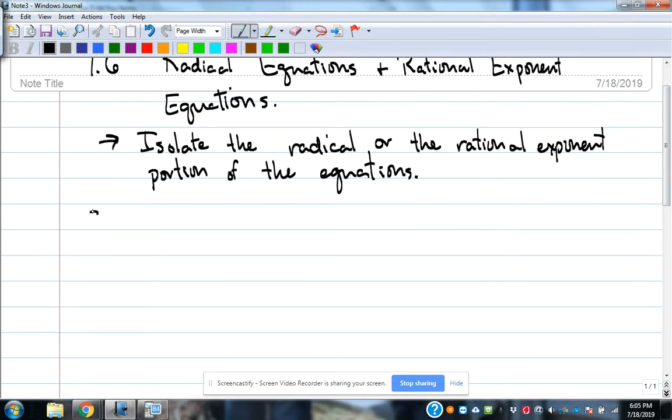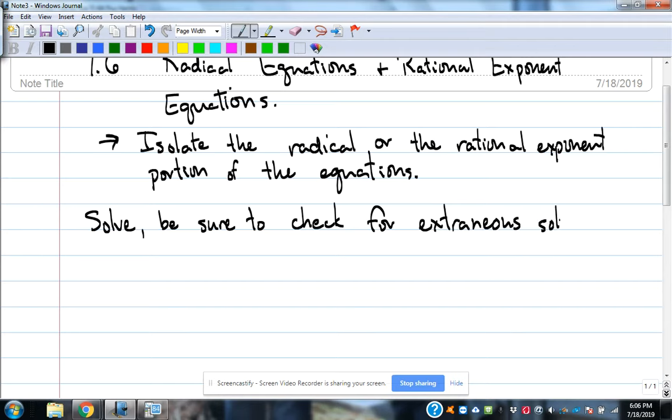So the instructions are going to be: solve. Be sure to check for extraneous solutions. And that's pretty important with radical and rational exponent equations, because there are those stipulations about taking the square root of a negative number, and those things that we had to deal with the absolute value marks when we were simplifying. Those same things can happen here with radical equations or rational exponent equations. We've got to be careful of those.